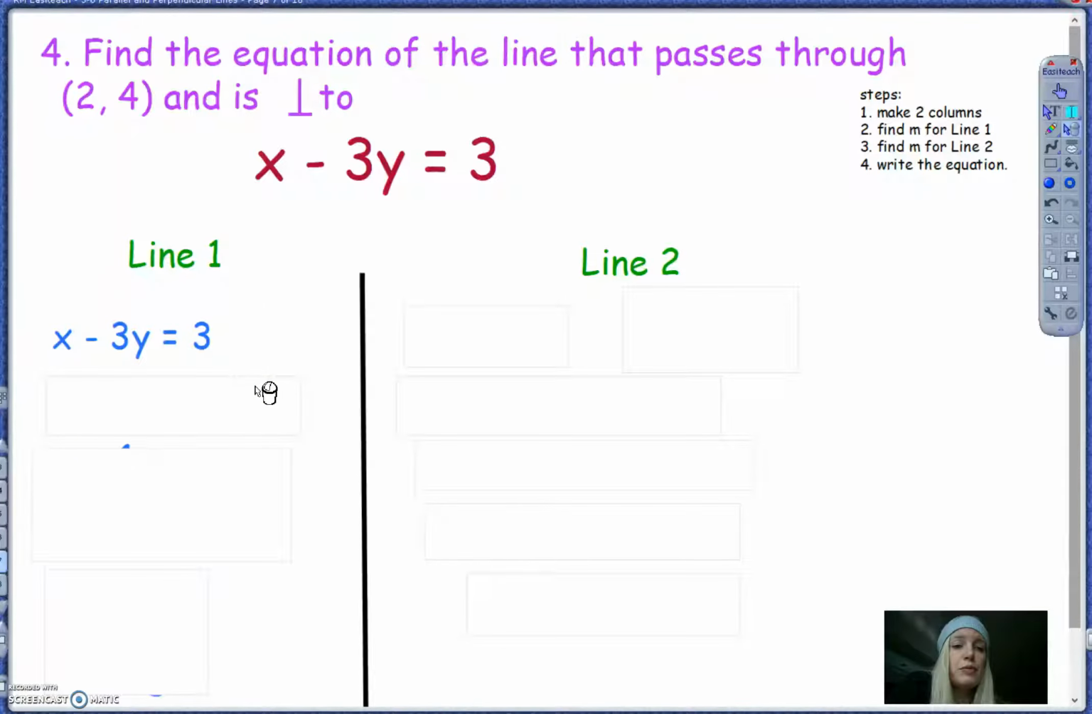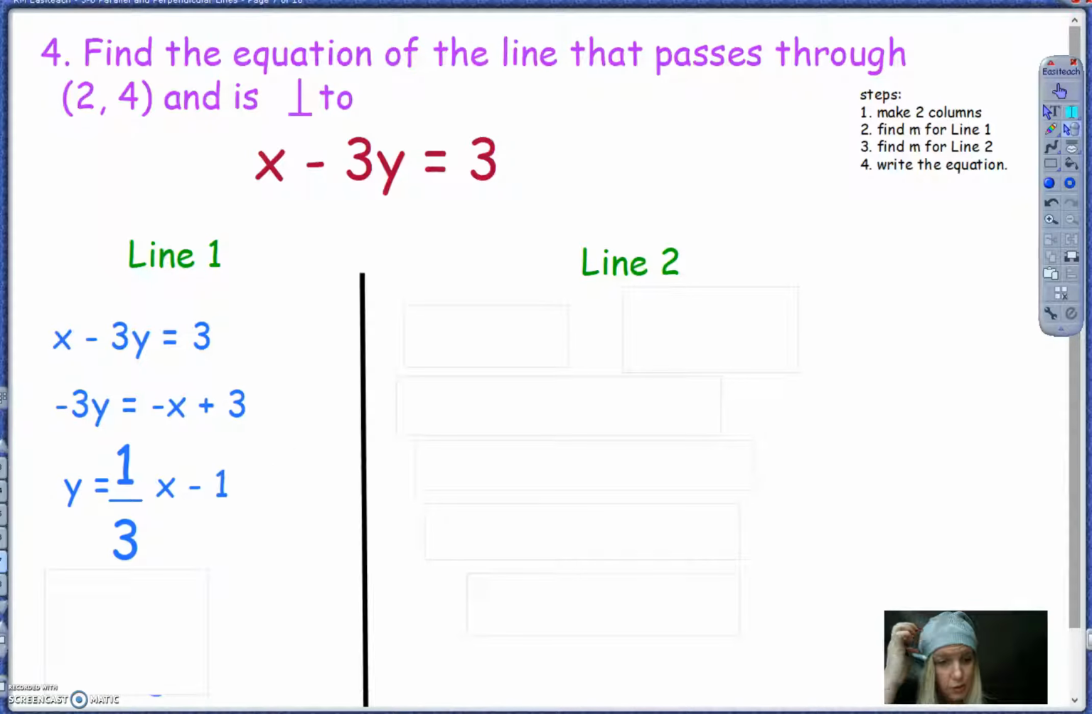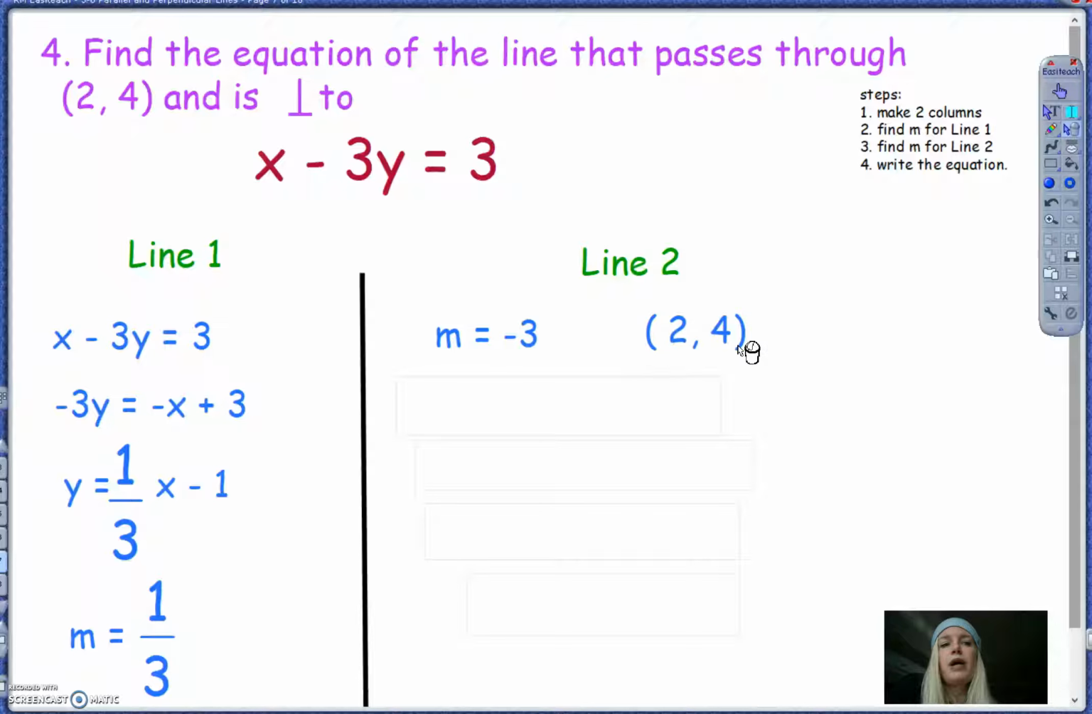We're going to subtract our x over, and then we're going to have to divide everything by -3. So you get y equals 1/3 x minus 1. Okay, now we name our slope, it's 1/3. Now, to find the slope of line 2, remember you have to take the opposite of 1/3 and then take the reciprocal. So we get -3. Okay, and then our other information is (2, 4).